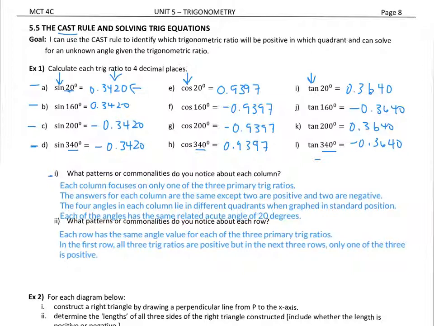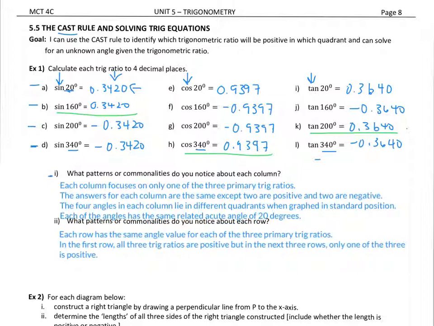I'm also noticing in the first row all 3 trig ratios are positive, but then when you get to the next 3 rows, only one of the 3 is positive. So in the second row, only sine is positive. In the third row, only tan is positive. And in the fourth row, only cosine is positive. I should be underlining these so you guys can follow along.